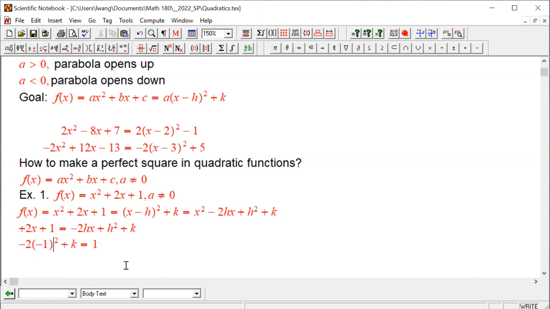h is -1. If I do it right, h squared plus k. No, h squared plus k. Okay. h squared plus k equals 1. Okay, h squared plus k. This piece, okay, let me draw the picture.